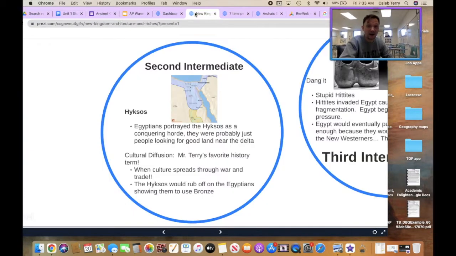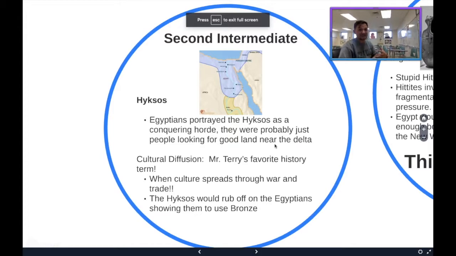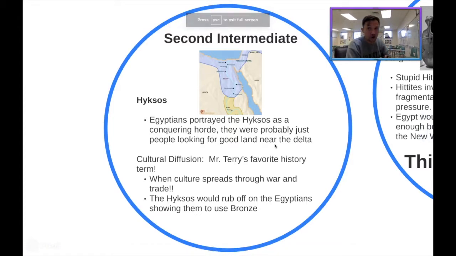But then as time went on, cultural diffusion is going to take place. Since the Hyksos took over Upper Egypt, these wars and trade are going to cause those weapons to eke their way into ancient Egypt, because you got to understand something very important. Cultural diffusion is probably the biggest motivator or theme of this class. Every time a group of people trade or go to war, they exchange cultural ideas, right?